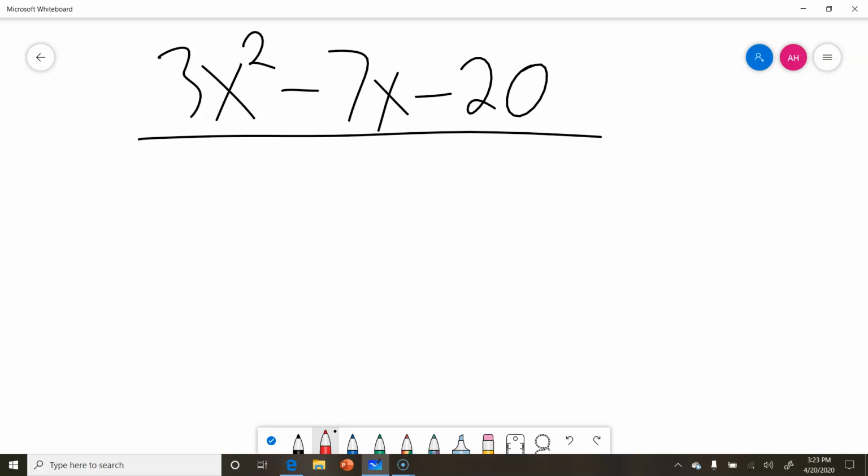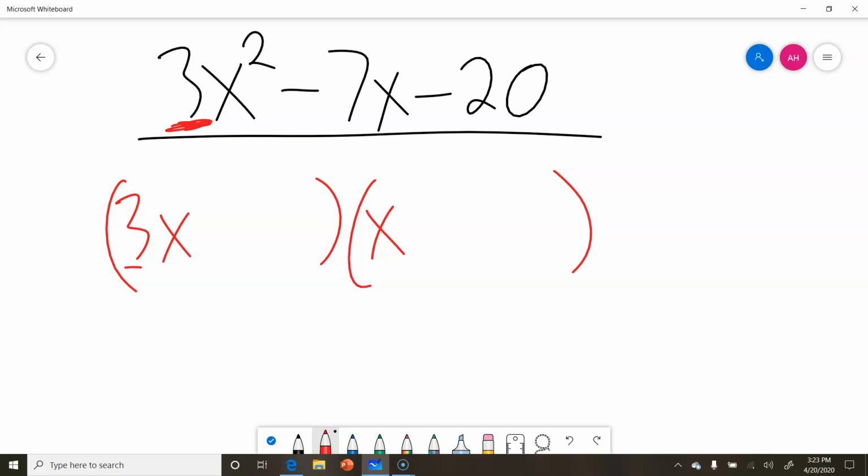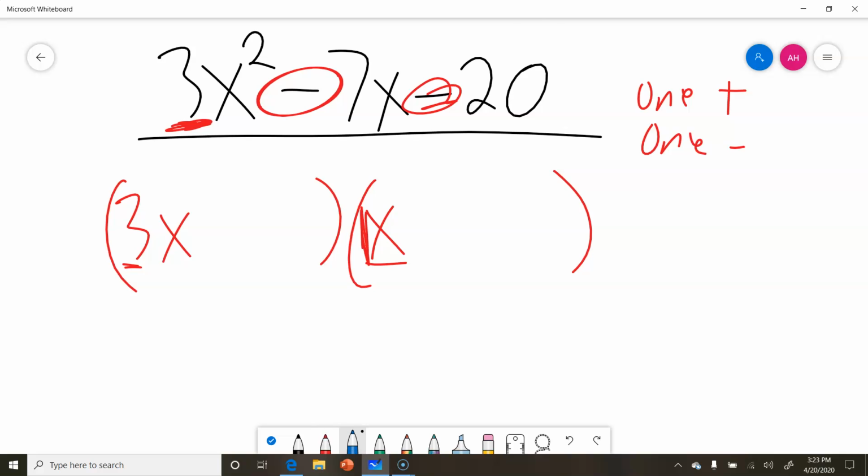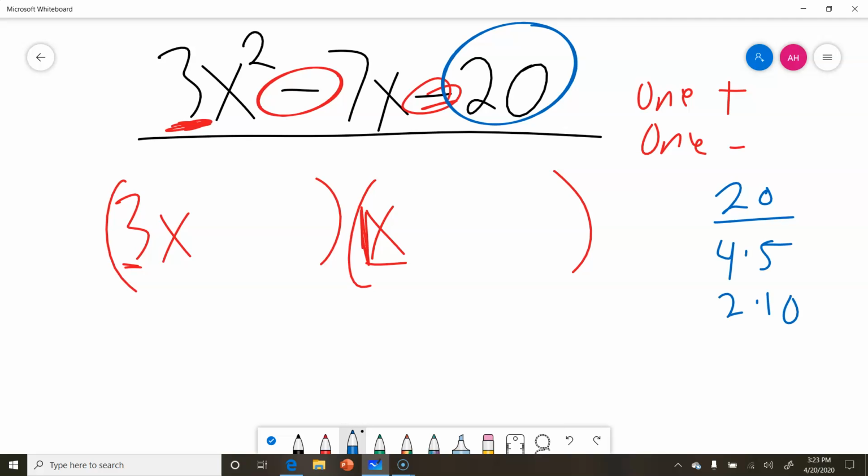Okay, what I would have done on this problem is I would say, guess what? 3 is only 3 and 1. So that means that 3x is one of the terms, and x is one of the other terms. Does everybody see that? There's a 3 here and a 1 here. So I know that it's going to be 3x and x. Now I look at my terms here, and I say, this is a negative, and this is a negative. So that means I'm going to have 1 positive and 1 negative in the answer. But I don't know which one is going to be which yet. Then I come to this 20, and I say, what times what is 20? I got 4 and 5, I got 2 and 10, right?